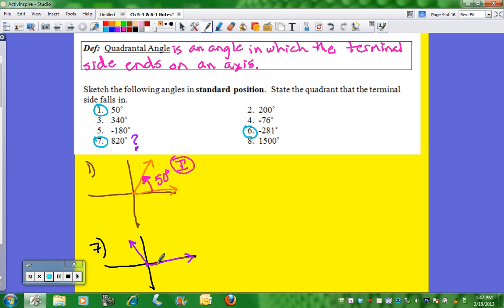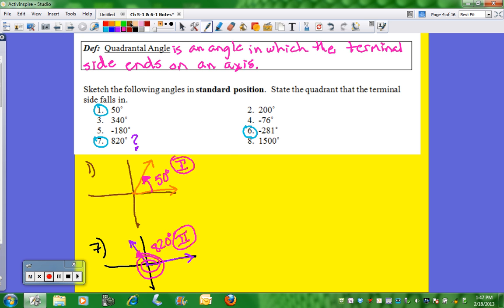Okay, so remember I subtracted 360 twice. So I'm going to go around once, I'm going to go around twice, and then I'm going to land there. Okay, that last piece wasn't so great, but hopefully you get the idea. So you had to swirl around 2 times and then finally hit that angle measure right there. So this would be your 820 degrees and lands in quadrant 2.